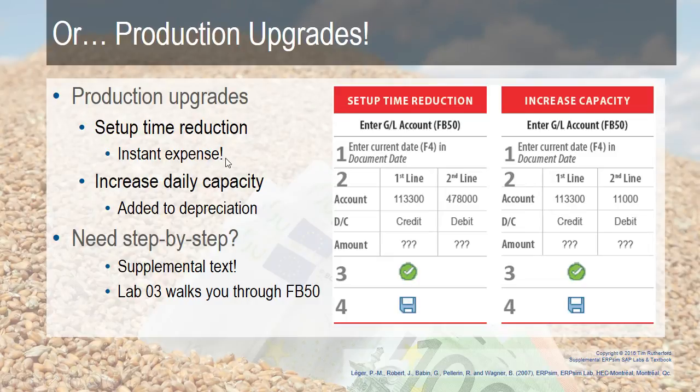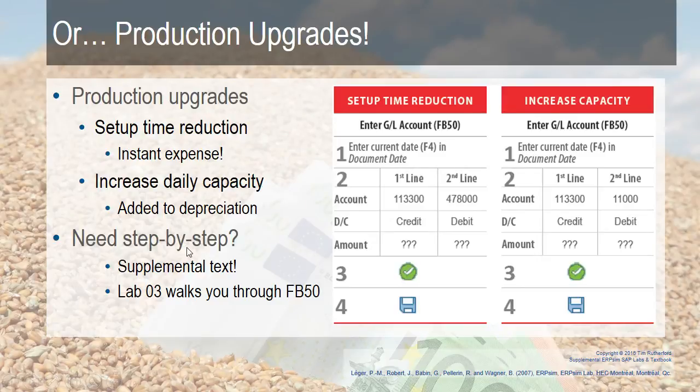It is instantly, as soon as you click save, it's lobbed off of your net income. If you increase capacity, it's added to your depreciation expense. So just realize that if you put in 1 million here and 1 million here, this is going to lob off 1 million. It's a 1 million euro expense instantly. This one you're paying a percentage on your depreciation. These are all FB50, these two here, and then also the loan repayment here.